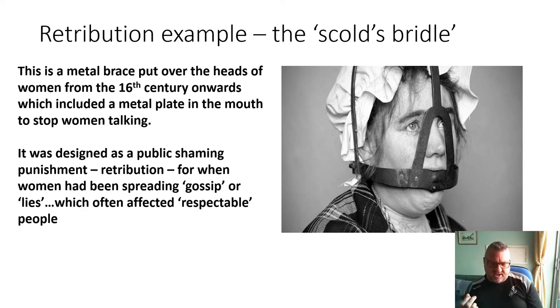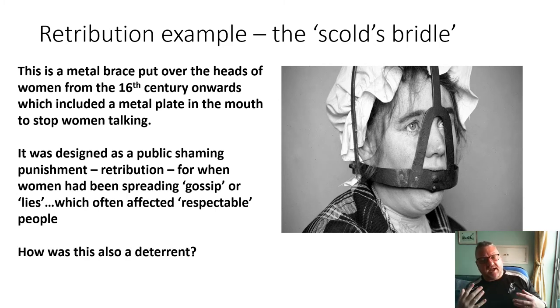Now, what you see here is the fact that the aims of punishment, when a method of punishment is given out, it doesn't just fulfill one aim. Actually, sometimes it can fulfill all five aims. So here, you could start to argue that this punishment not only is retribution, it's also a form of deterrent. Because when other members of society see the woman with this scold's bridle on, they will start to think, I don't fancy that. I will not nag my husband or spread gossip and lies, etc. So the wearing of the scold's bridle is not just retribution, it also acts as a deterrent. It fulfills two different aims in punishment.